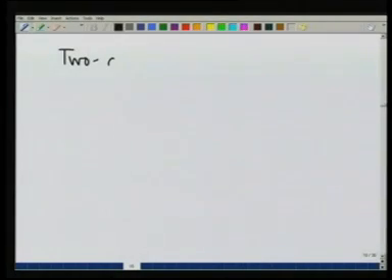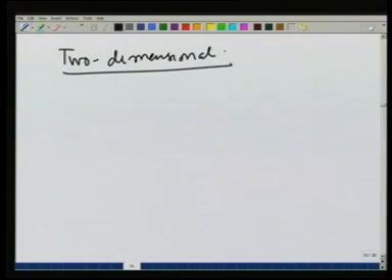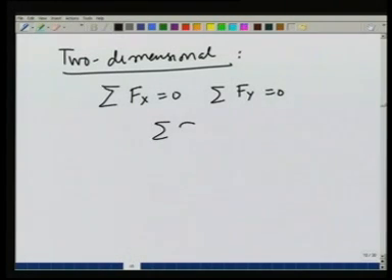You may have noticed that so far we have been doing problems which are essentially two dimensional, in the sense that we have been looking at equilibrium conditions that summation f x is equal to 0, summation f y is equal to 0 and summation tau z is equal to 0. So, we have been talking about two force components x and y and one component of the torque, and that is in z direction or the torque about the z axis. Now, let us generalize this to 3 dimensions.